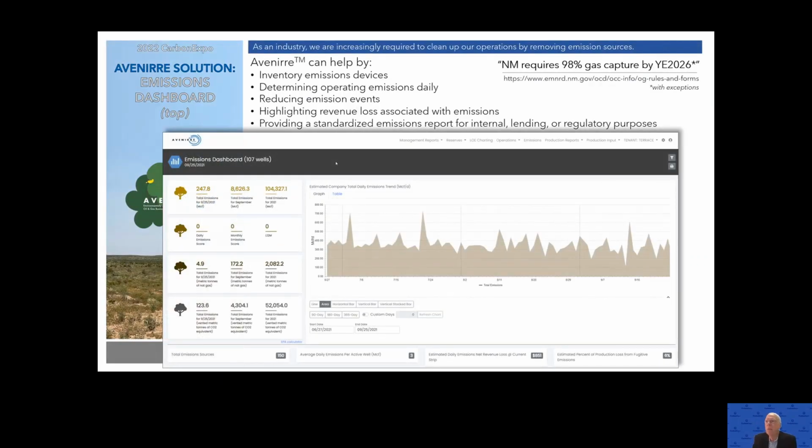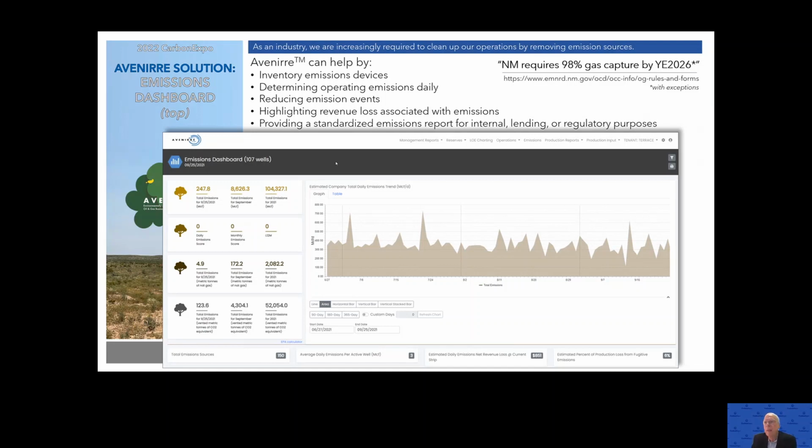So here's an example of the emissions dashboard in Avenir. This chart is a combination of 107 wells, and it's over a 3-month period, and you see the fluctuations in the emissions rate. Some of those are associated with equipment upsets and different things. But if you look at it for a moment, you can see a downward trend, which says that the operator is working on his emissions or his production is decreasing. We'll talk about that in just a moment.